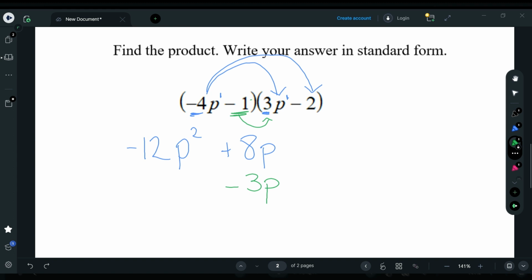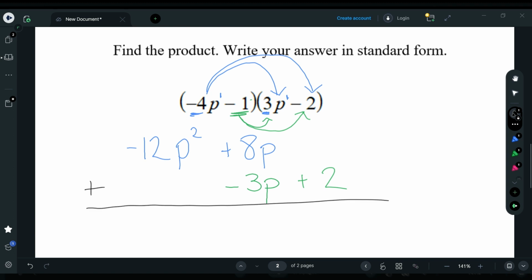All right, let's do our last distribution. Negative 1 times negative 2. Negative times negative will give us a positive. 1 times 2 is a 2. So these are our four terms. Our last step is going to be combine like terms. So that means we're going to add these together.